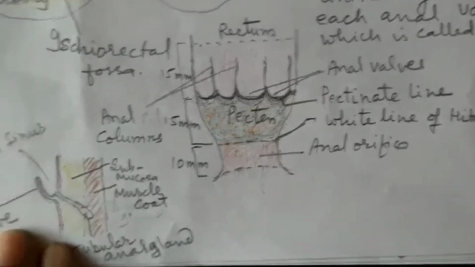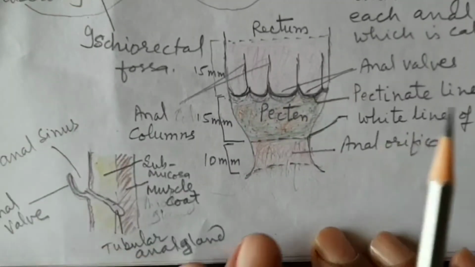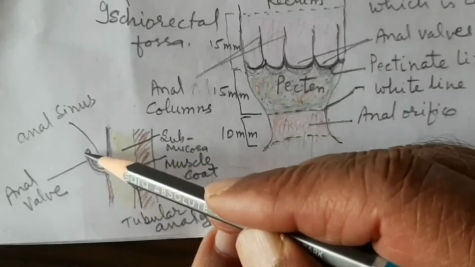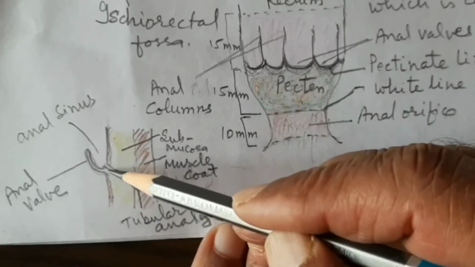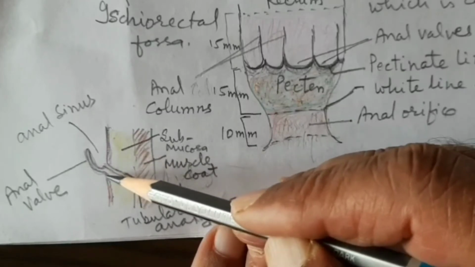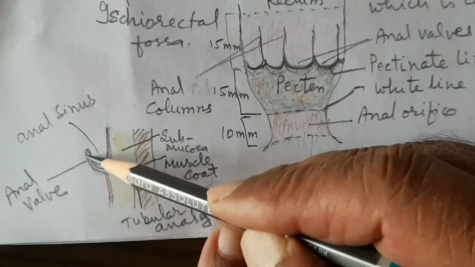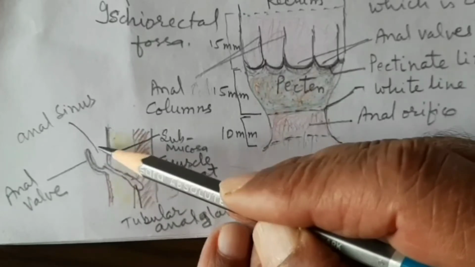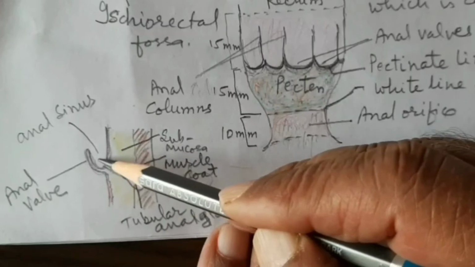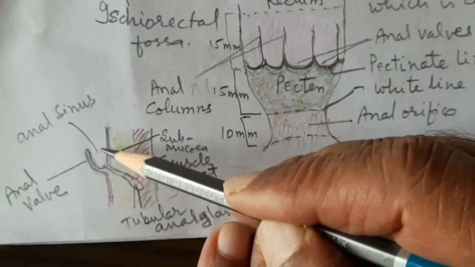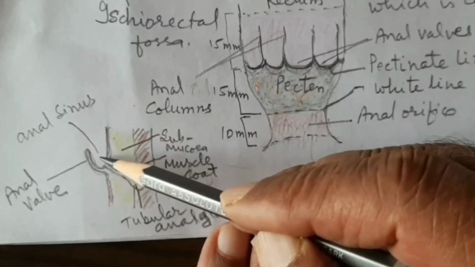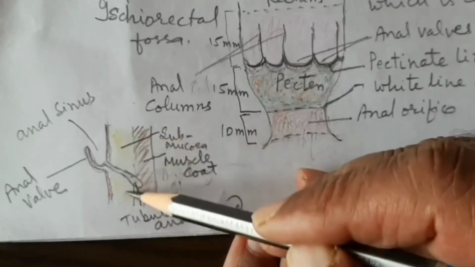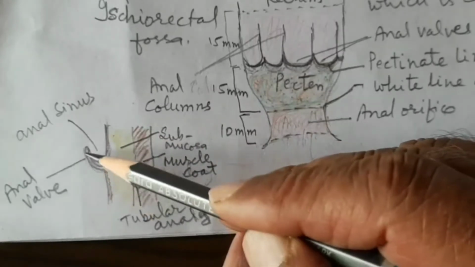So this will give you a better idea about the anal valves and the anal sinus. See, this is the wall, and this is that anal wall, which I said is the folding of the mucosa. This is folding of the epithelial lining with little loose connective tissue. So this is the anal wall, and this encloses a space within the wall, and that is called the anal sinus.